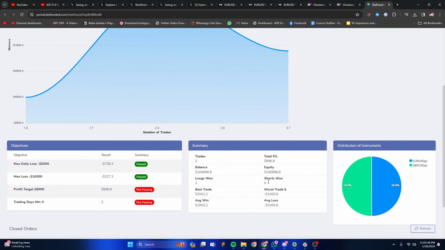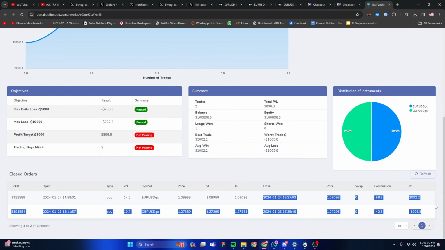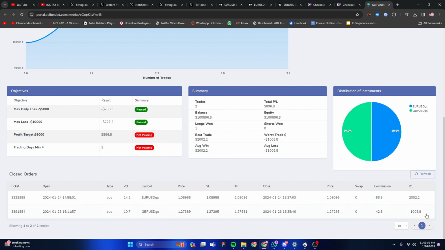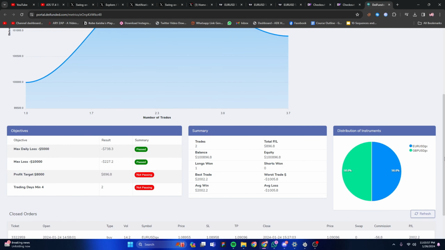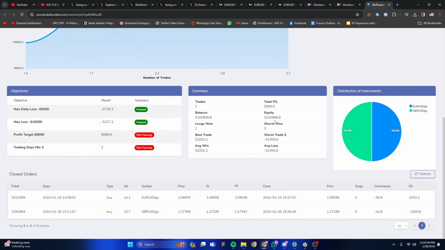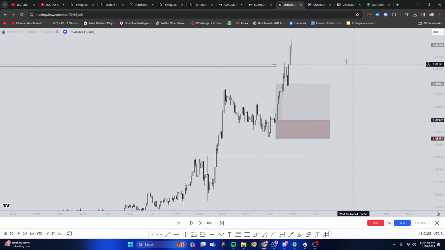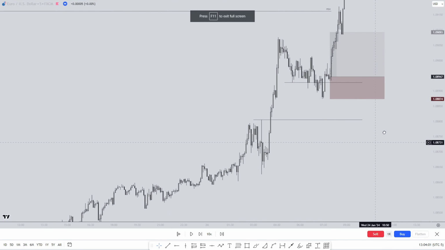You can see that I took two trades, one was a winner and one was a loser. Okay, I took this loss today, which I might do a breakdown of maybe. But let's get back into this trade right here, which was the winner.